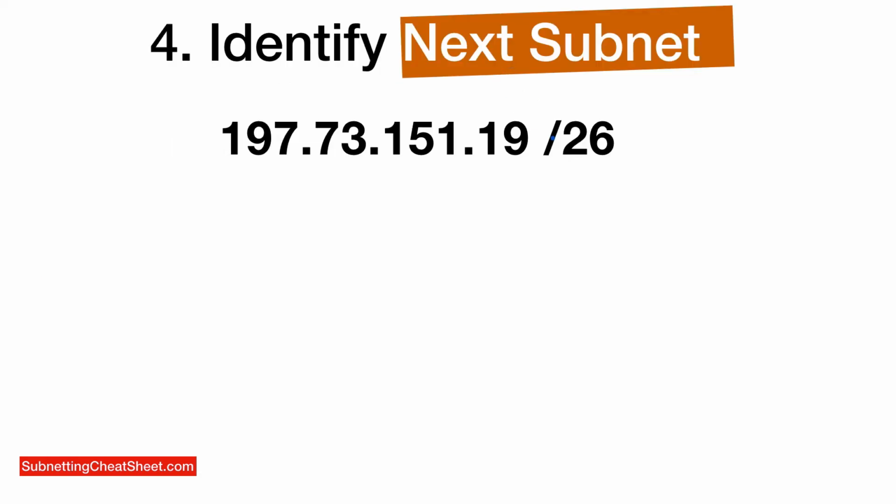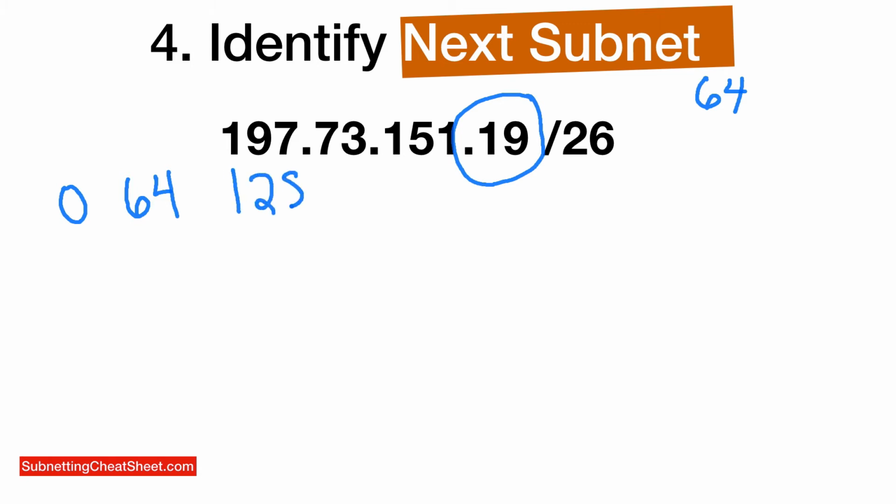Okay, so the next step is to identify the next subnet. So we've established that this is the interesting octet, and our block size is 64. So if we were going to do the block size, it would be 0 plus 64, 64. Plus 64 is 128. Plus 64 is 192. Plus 64 is 256.